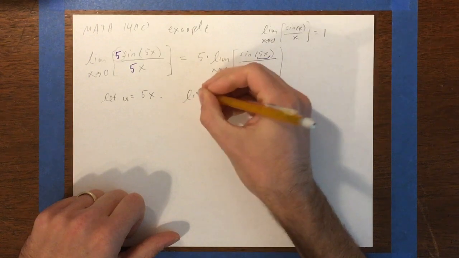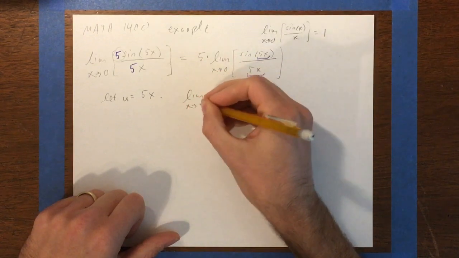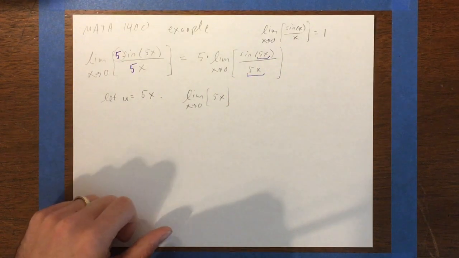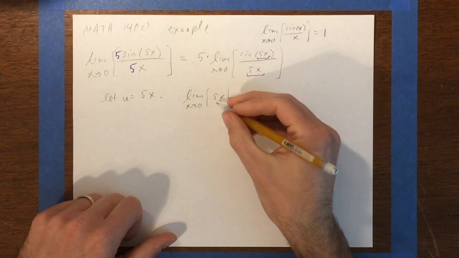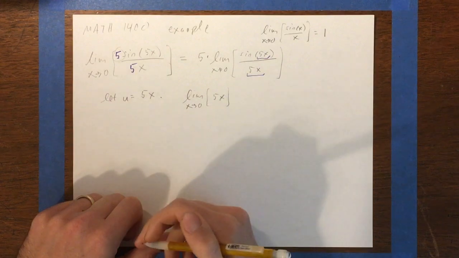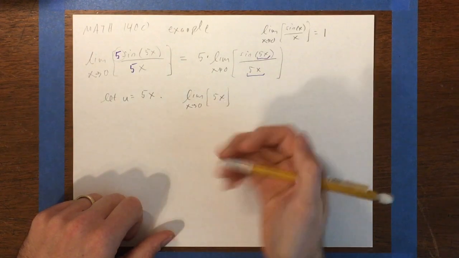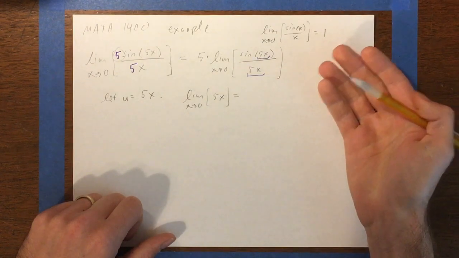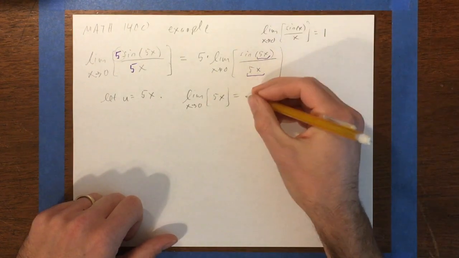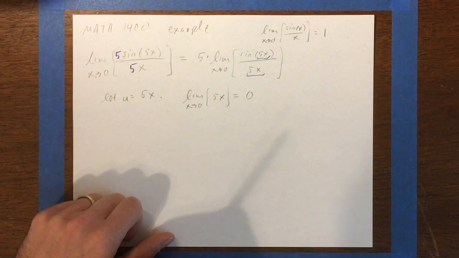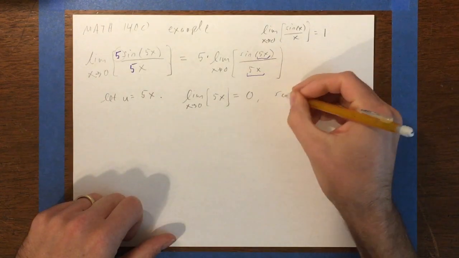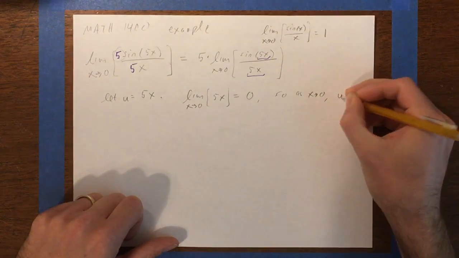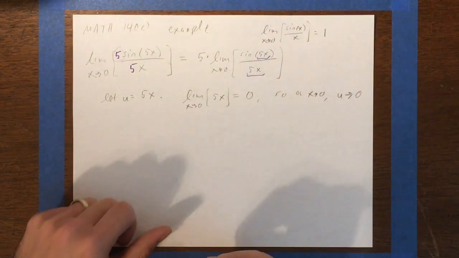Now, the limit as x approaches 0 of 5x, this would be the limit of the inner function as x approaches 0. Since 5x is just a simple linear function and it's continuous, we'll get the limit value by just doing direct substitution. So 5 times 0 is 0. So that's approaching 0. What that means is that as x approaches 0, u also approaches 0.